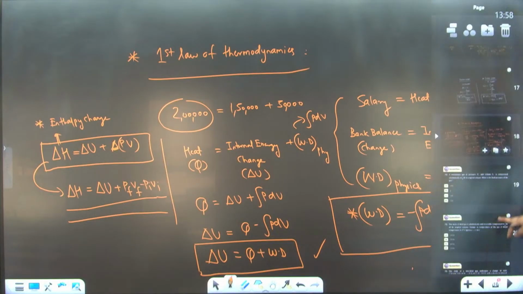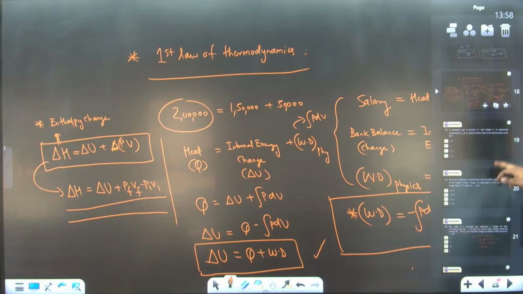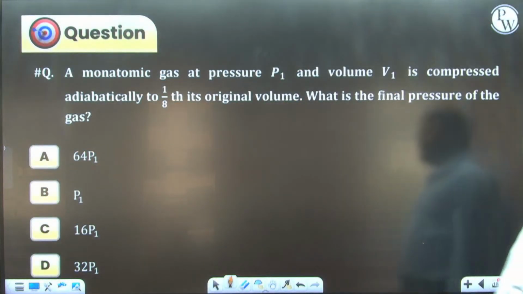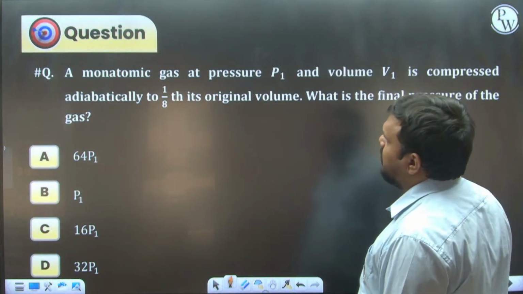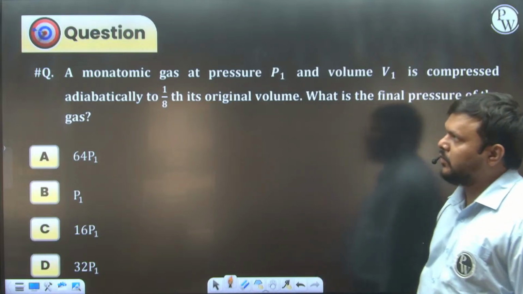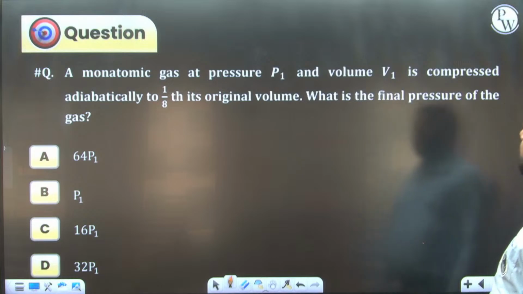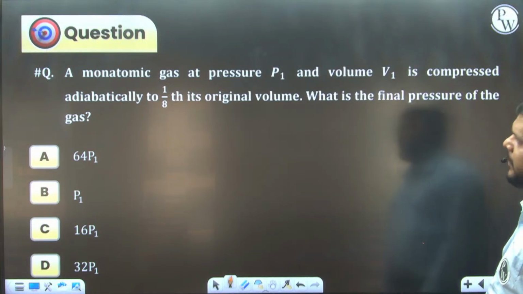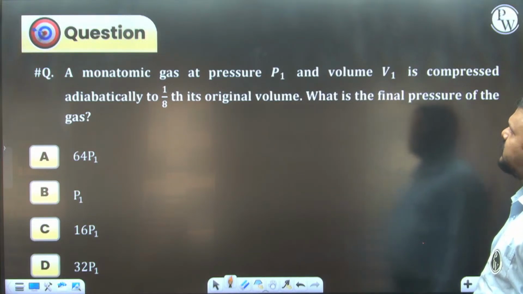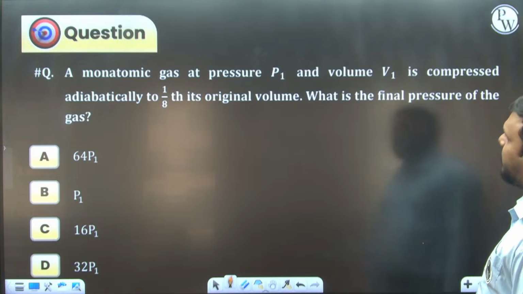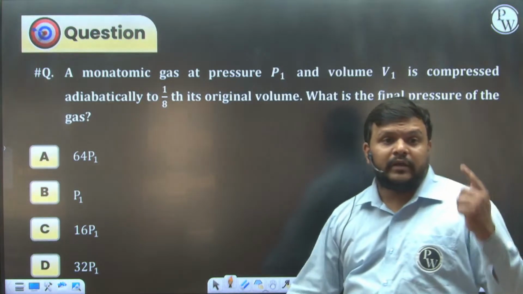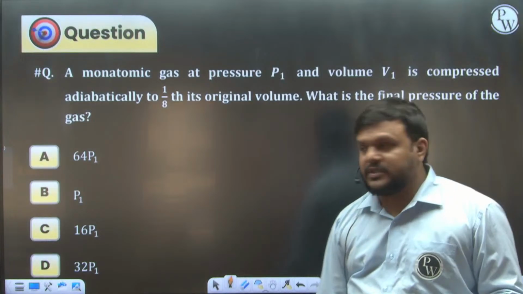We will also be solving questions that they ask in PYQ related to the adiabatic process. Like this question they asked in PYQ. A monoatomic gas at pressure P1 and volume V1 is compressed adiabatically to 1/8 of its original volume. What is the final pressure? So this is a question of a reversible adiabatic process.